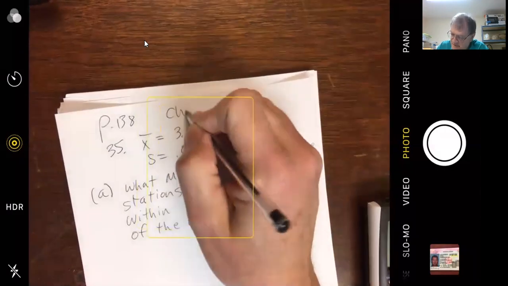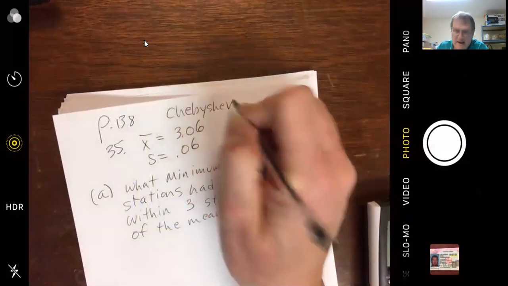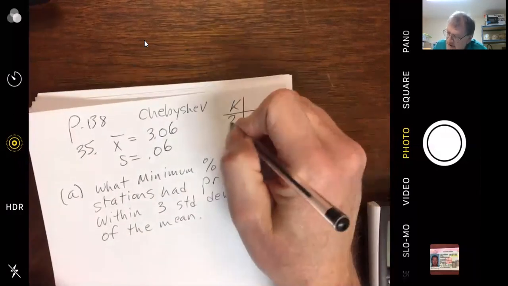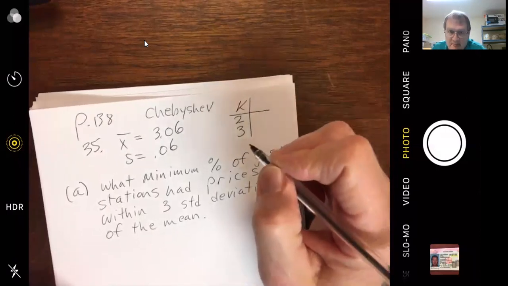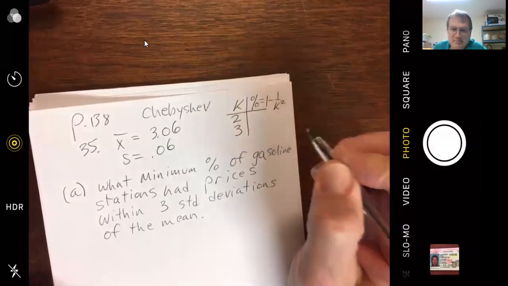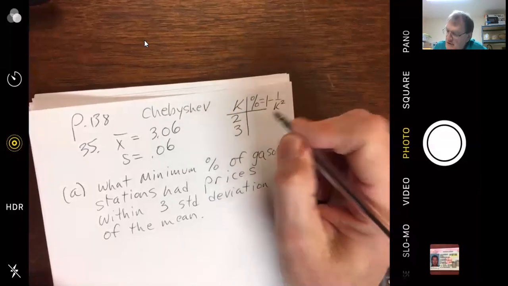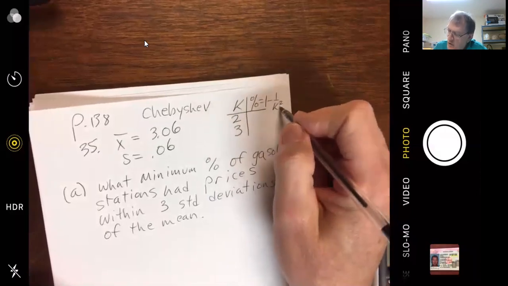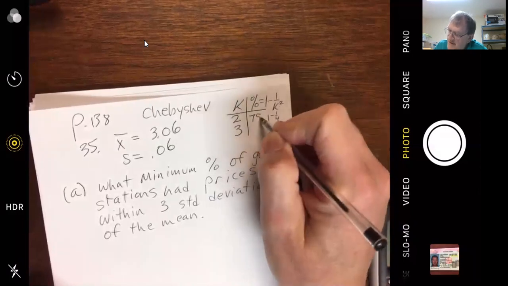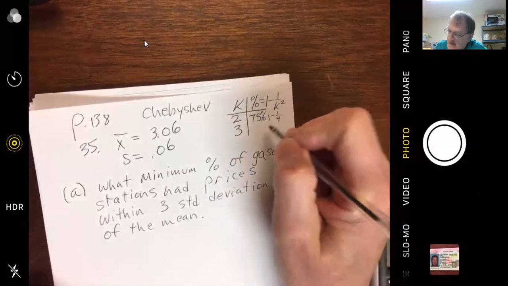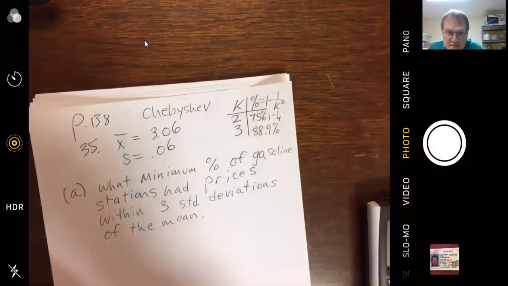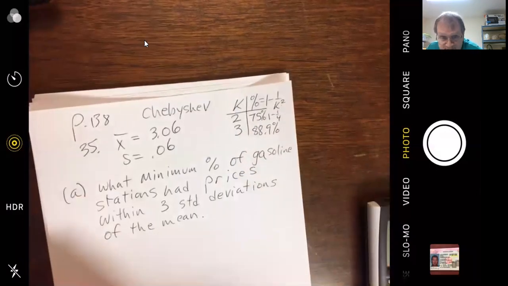Okay, this is called the Chebyshev problem. I tried to explain in the other video, the table for it has just a 2 and a 3. And the formula for it is 1 minus 1/k². You can do 2 in your head. 2 squared is 4, 1 minus 1/4 is 3/4, which is 75%. And this one worked out 88.9%. Again, in the regular class, you'd have to memorize this, but online, can't make you do that.